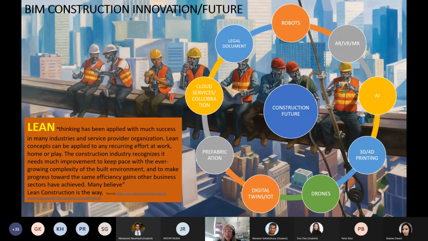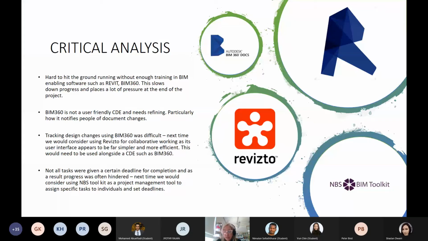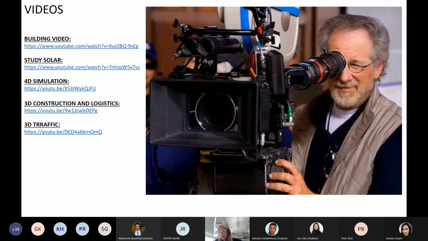BIM construction, innovation, and the future of construction. So looking at what are the opportunities, thinking lean, and thinking about how technology and BIM can enable a more sophisticated, more efficient building or construction site. Critical analysis is a little bit demonstrated in one slide here, but I think it needs to be demonstrated throughout the presentation, not just one slide.